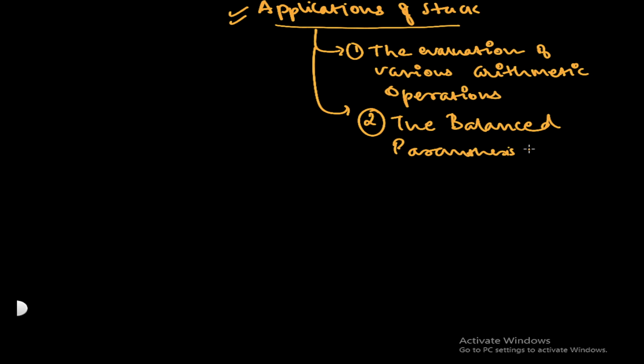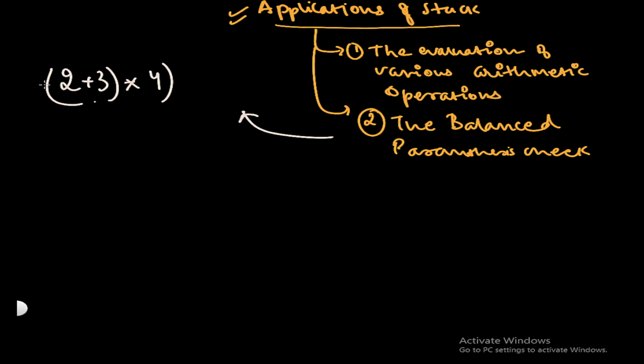Okay, so what do I mean by the balanced parenthesis check? Let's understand this. Every expression would have some brackets, such as, let's say, 2 plus 3 multiplied by 4. Now to check in this expression whether the parentheses are balanced or not, we use the stack. This is a purely stack based problem.